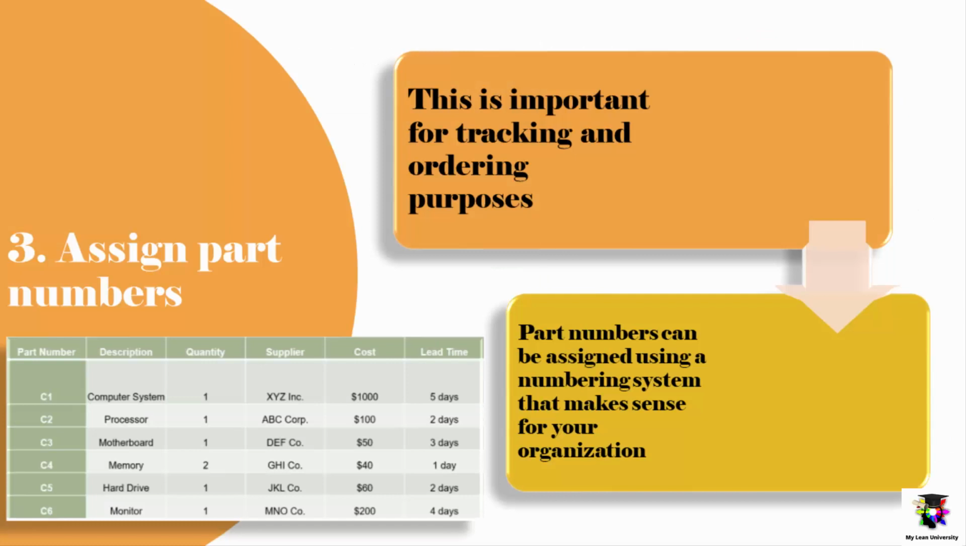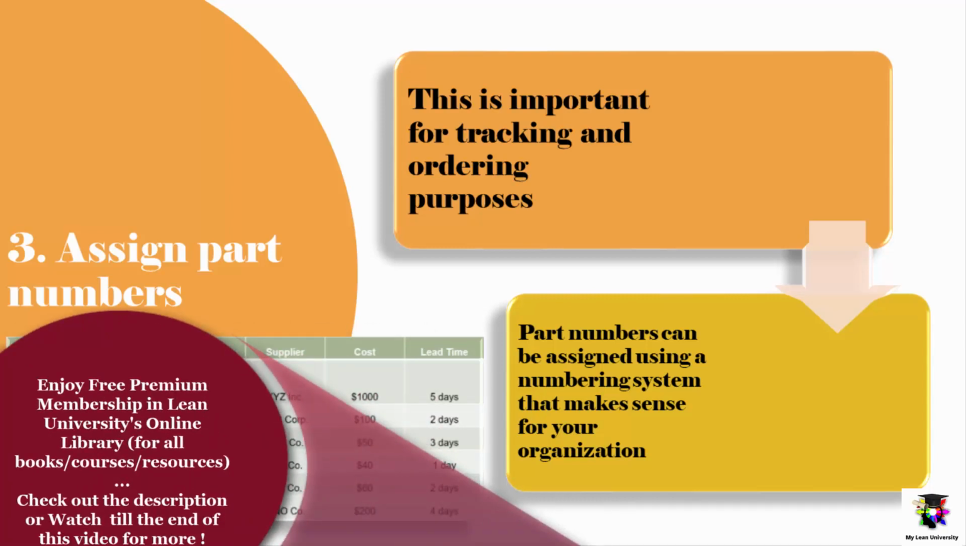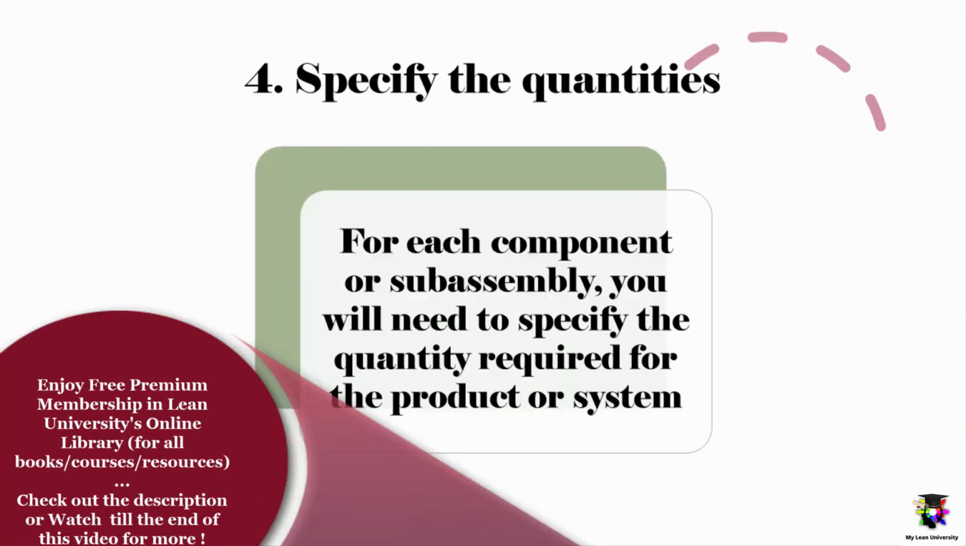Once you have identified all the components and sub-assemblies, you will need to assign unique part number to each item. This is important for tracking and ordering purposes. The part number can be assigned using a numbering system that makes sense for your organization. For example, you might use a hierarchical numbering system where the first digit represents the product or system, the next digit may represent the component group, and the final digit represent the specific component.